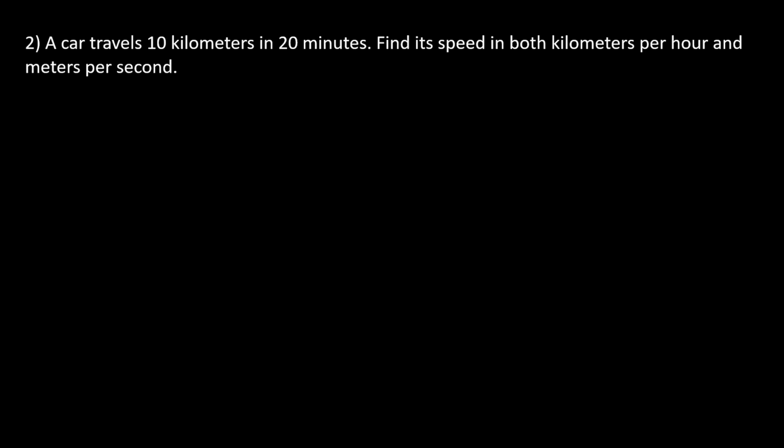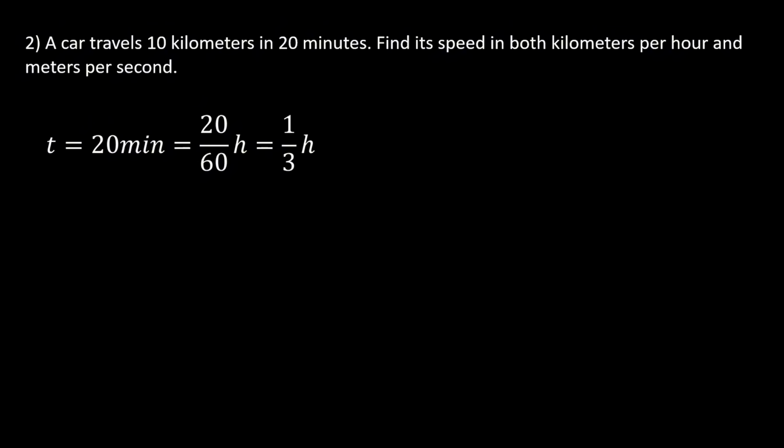Second example is, a car travels 10 kilometers in 20 minutes. Find its speed in both kilometers per hour and meters per second. Kilometers per minute is not a standard unit, so we need to convert minutes to hours. To get hours traveled, just divide minutes by 60. If you need seconds, multiply minutes by 60. In our case, we divide by 60 to get 1/3 of an hour.